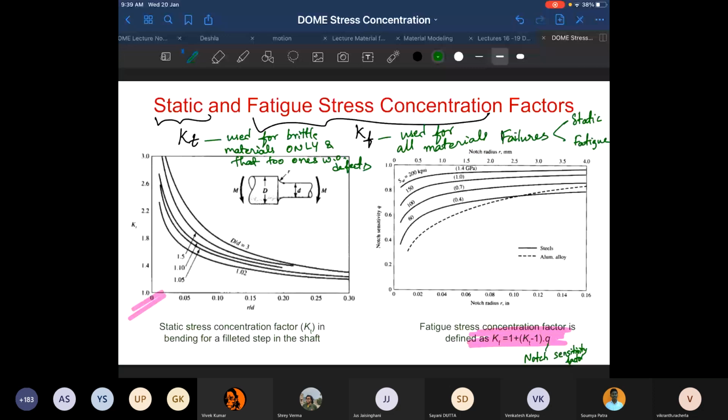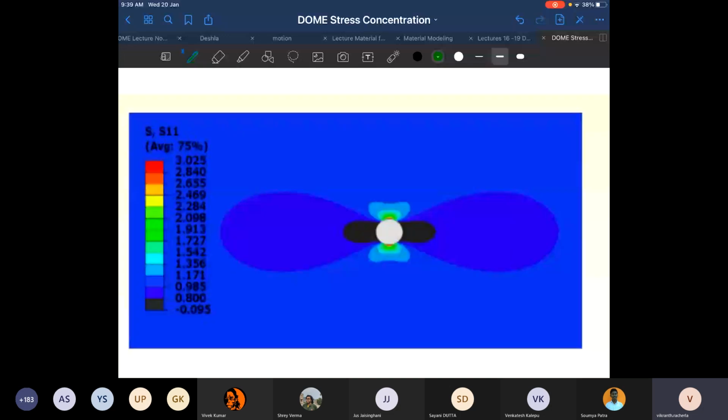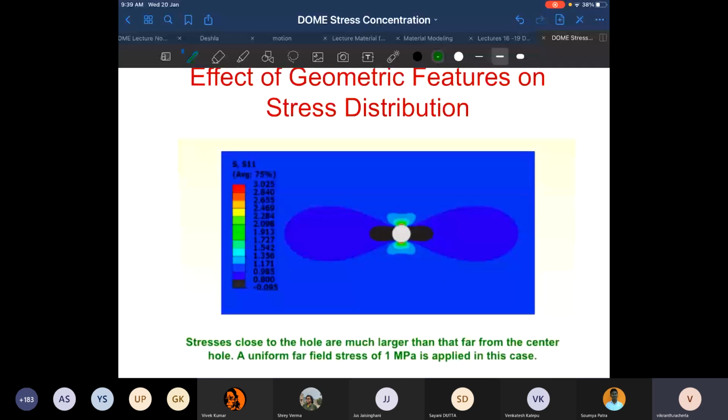A simple example is this. If I'm applying a far field tension, nominal stress is sigma, but maximum stress because of the presence of the hole will be 3 sigma. So the stress concentration factor in this problem will be 3 when the hole diameter is small.